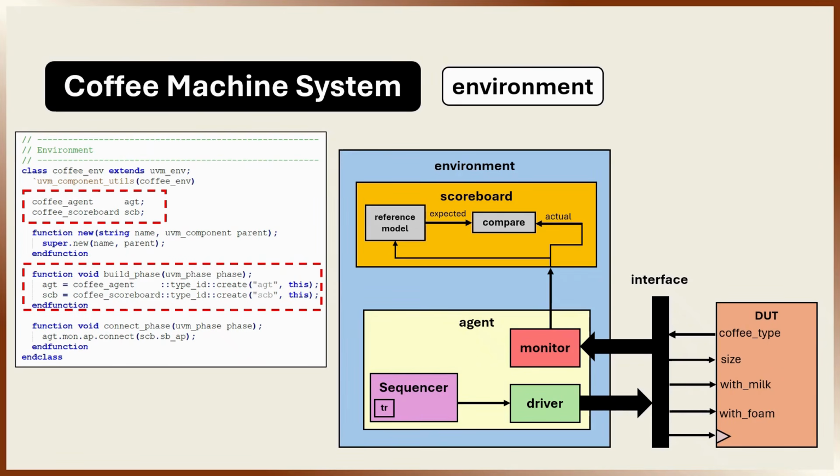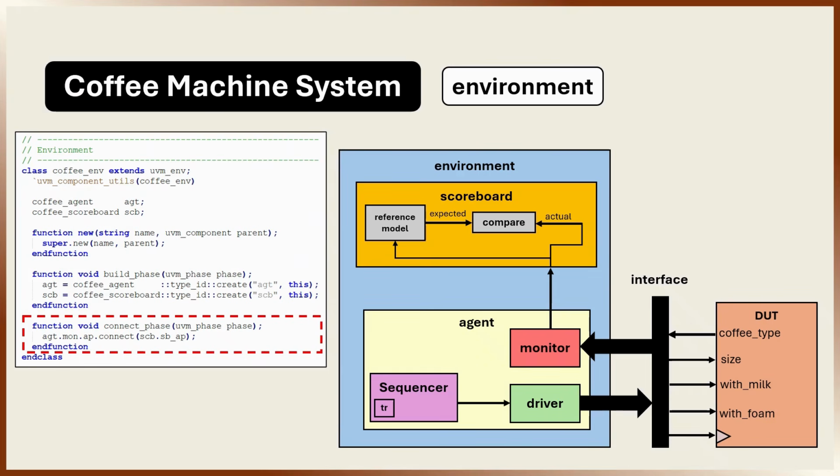The agent is responsible for generating stimulus and monitoring activity, while the scoreboard receives every transaction that the monitor observes through the analysis port. This means that every time the monitor detects a coffee order and the resulting output, it forwards that information directly to the scoreboard for checking.